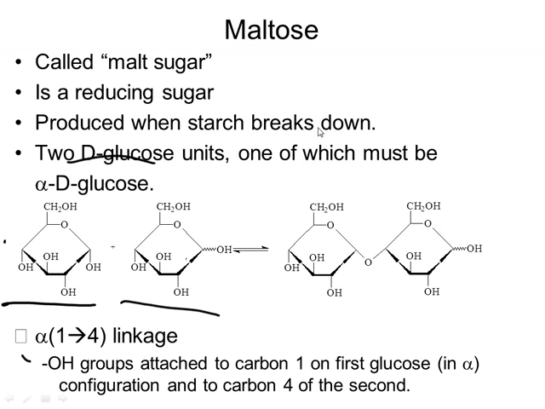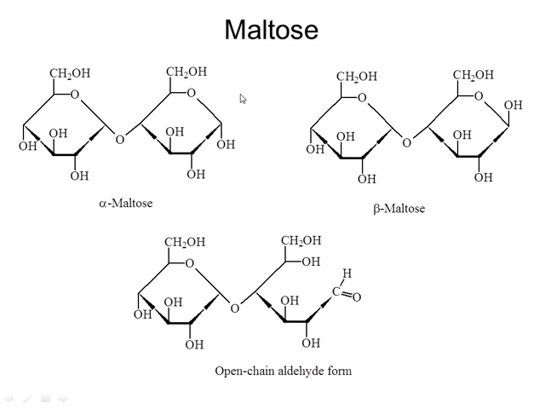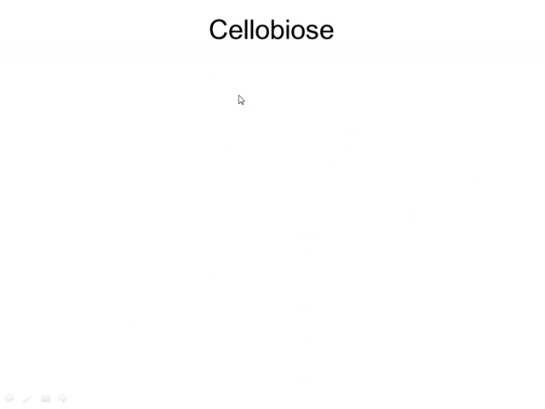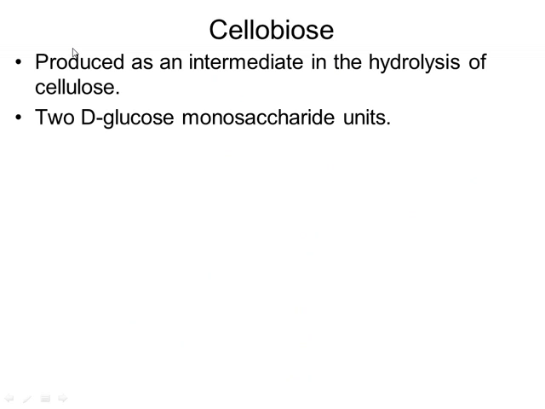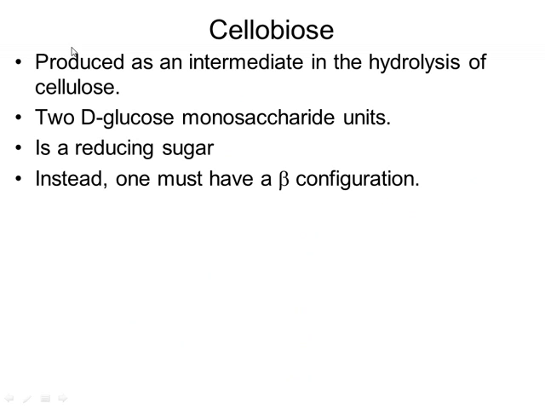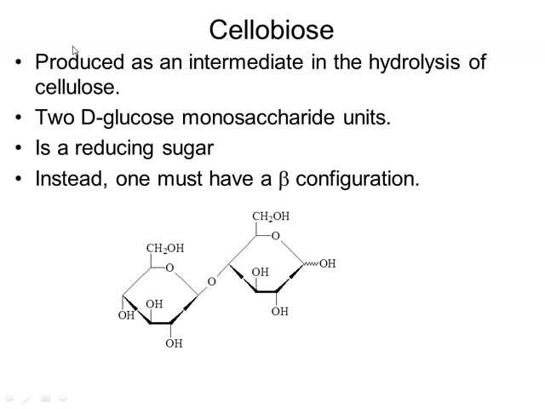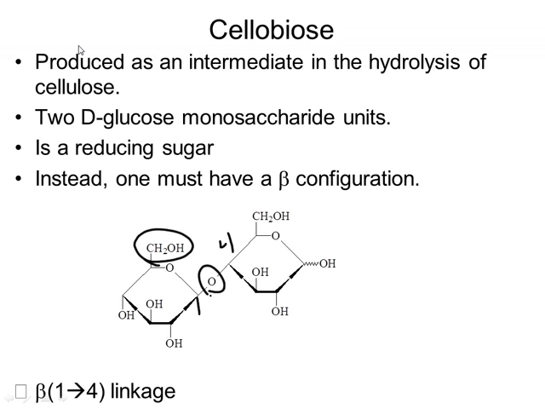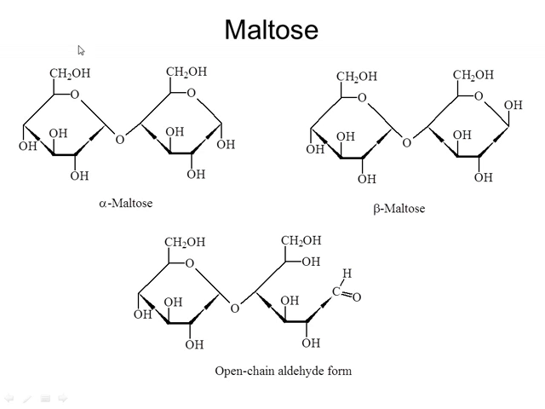Let's look at another one. Cellobiose is also two D-glucose monosaccharide units, but it's different because the linkage is different. This is why maltose is maltose and cellobiose is cellobiose. They're both two glucose units, but cellobiose has a beta 1,4 linkage, right? So that orientation is different. Now, let's go back up here and look at maltose.